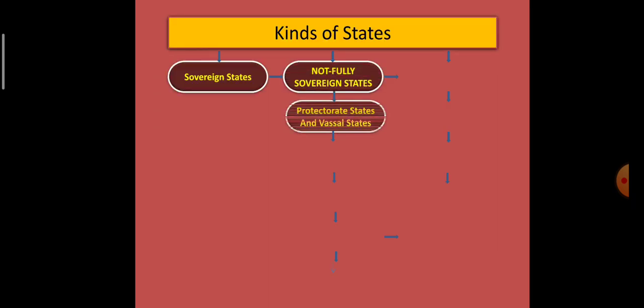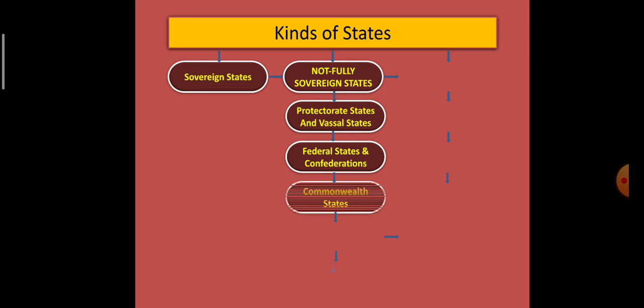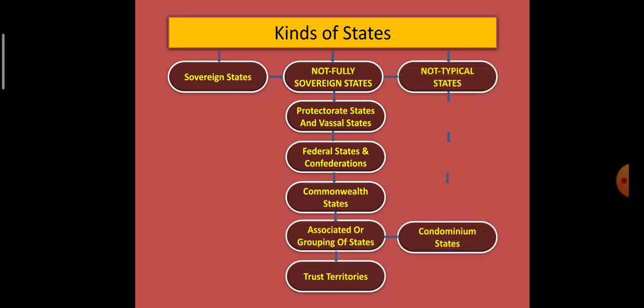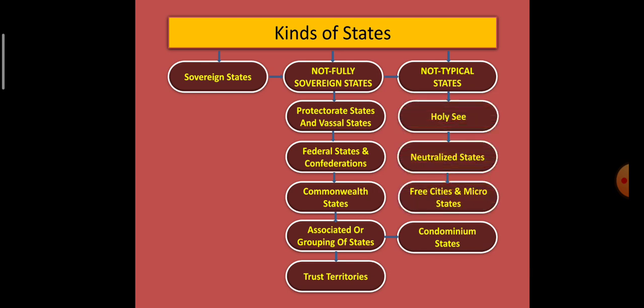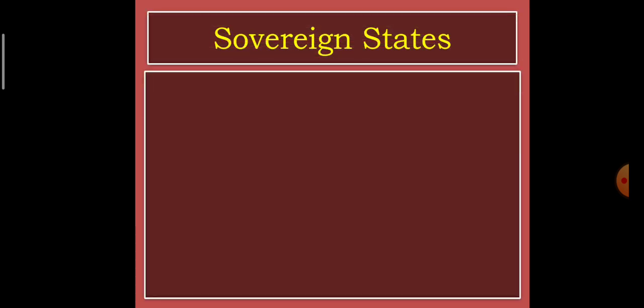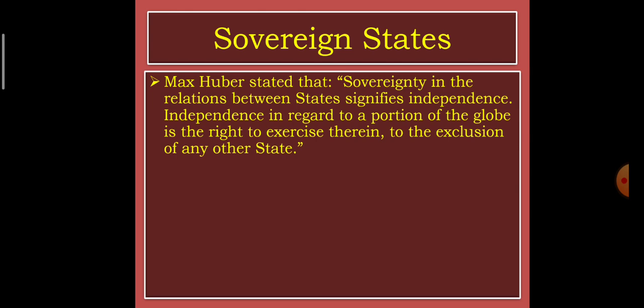So we can categorize states into three parts. First, the sovereign states; second, the category of not fully sovereign states; and thirdly, the non-typical states. Most of the categories may interfere, like they are interchangeable. Non-typical states can again be sovereign states, and sovereign states can be non-typical states. Let us discuss it in detail. So first, we will discuss sovereign states in this lecture.